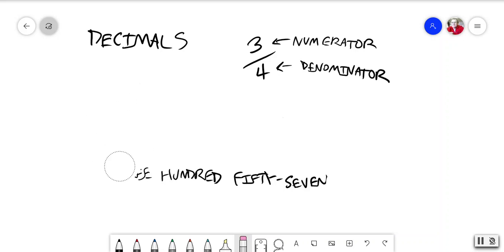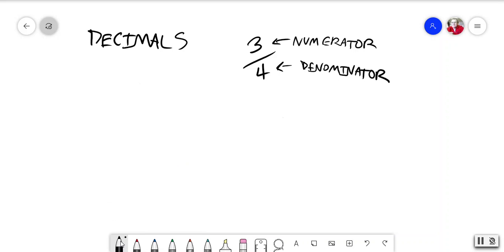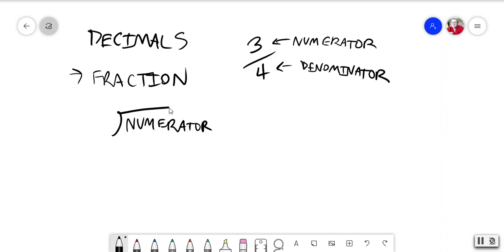How do you change fractions into decimals? We will worry about changing decimals into fractions later. That's easy. We'll talk about that later. But right now we want to change fractions into decimals, and we divide. The numerator always goes inside the bracket, and the denominator always goes outside the bracket. We've talked about this before, but like I said, we really need the review.